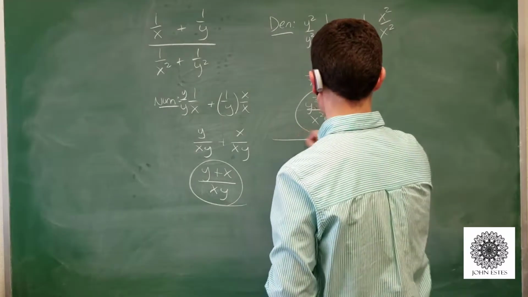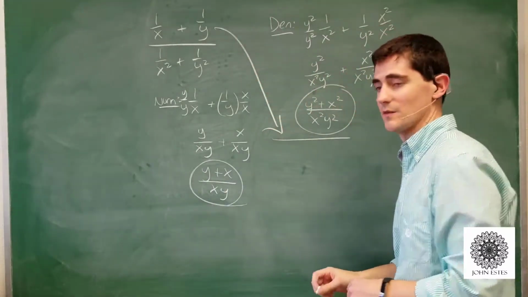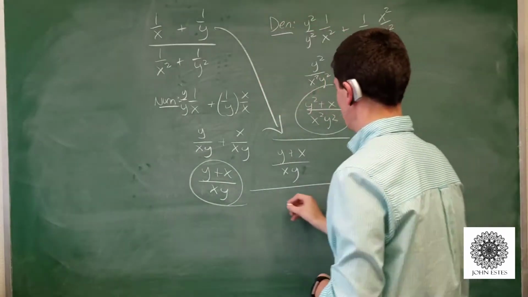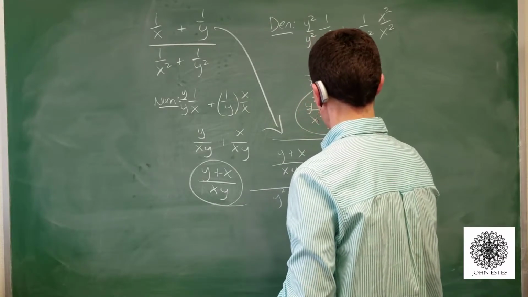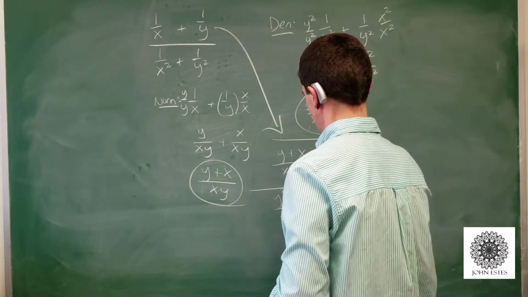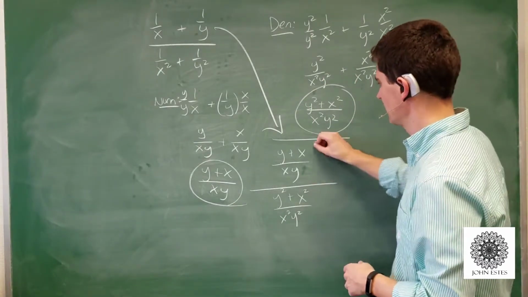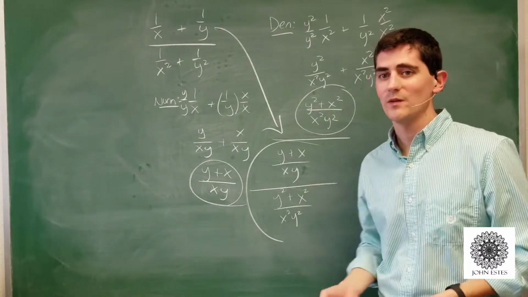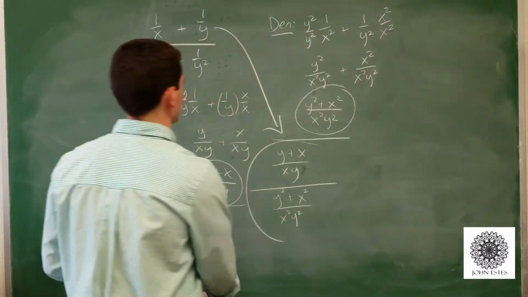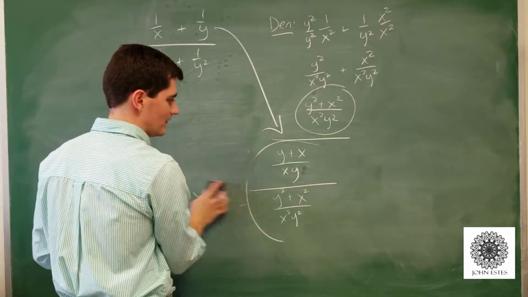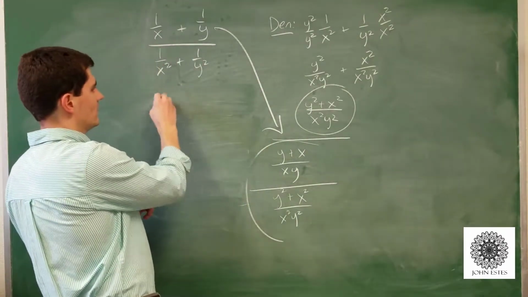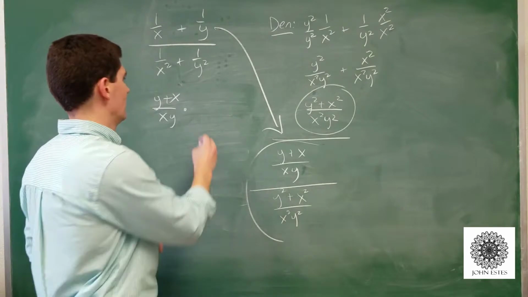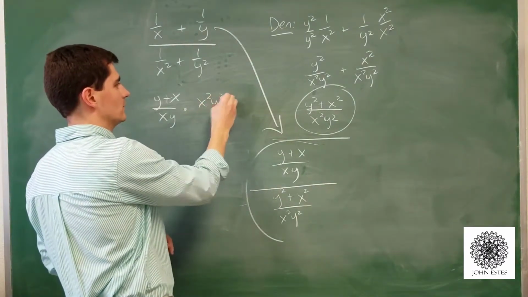What I have now, this expression becomes y plus x over xy divided by y squared plus x squared over x squared y squared. Okay, now remember, this is the expression right now. Remember, division of a fraction is the same as multiplying by its reciprocal. Okay, so I'm going to clear off a little room for me to do some work. That means I have y plus x over xy times, I want to turn division into multiplication, so I need to take the reciprocal.